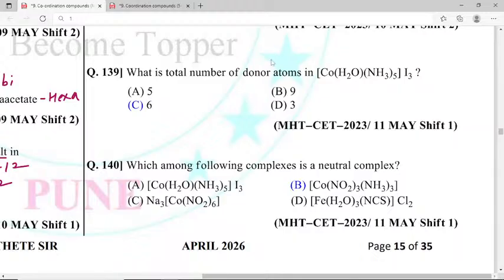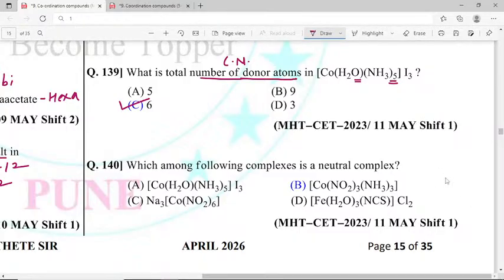What is the total number of donor atoms? The total number of donor atoms stands for the coordination number. So this is 5, this is 1. So 5, 1, how much? 6. So total 6 donor atoms. Coordination number is 6. Coordination number 6, donor atoms 6.